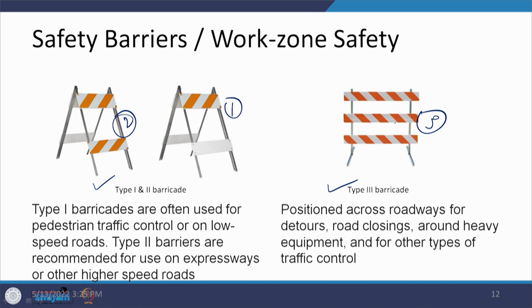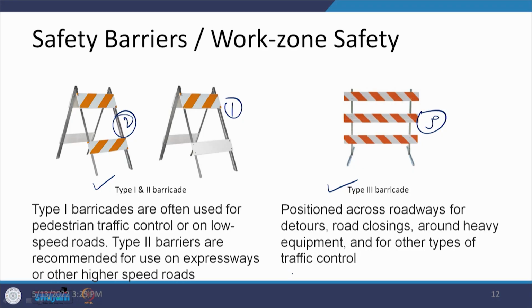So, type 1 is usually used at those locations where we are going to control pedestrian traffic or there is low speed traffic, then this type 1 is sufficient. And what you find is that there is this plate on which alternate white and orange strips are there, which are inclined and define how to move, and at the same time they are folding in nature. So, you can fold them and take them to another location if so required.